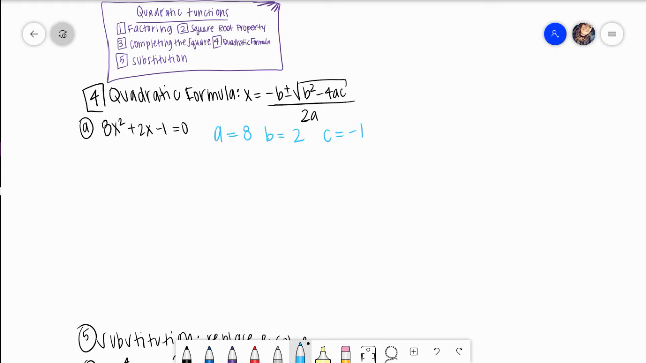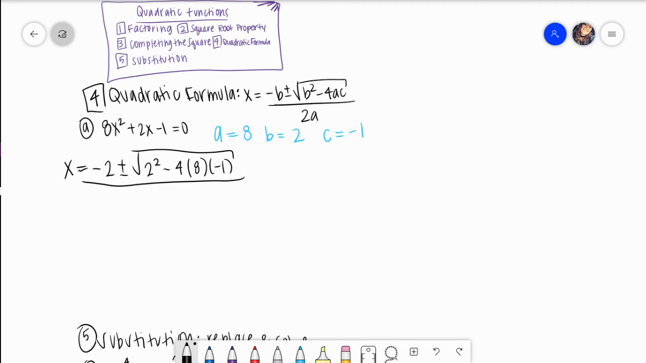So my formula states that x equals negative b, so negative 2, plus or minus the square root of 2 squared, and then a negative 4 times a times c, and this is all over 2 times a. So we have x equals negative 2 plus or minus the square root of 4, and then 4 times 8 is 32. Signs are different, so it's negative. Then negative 32 times a negative 1 would be a positive 32.